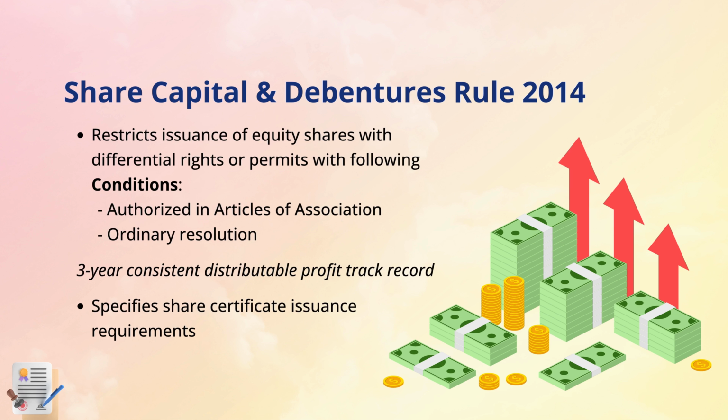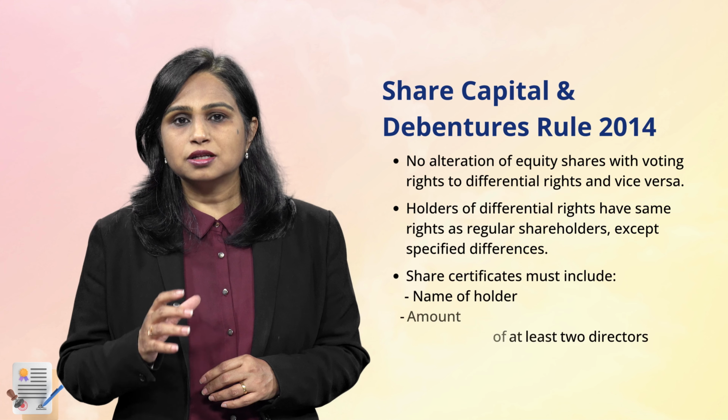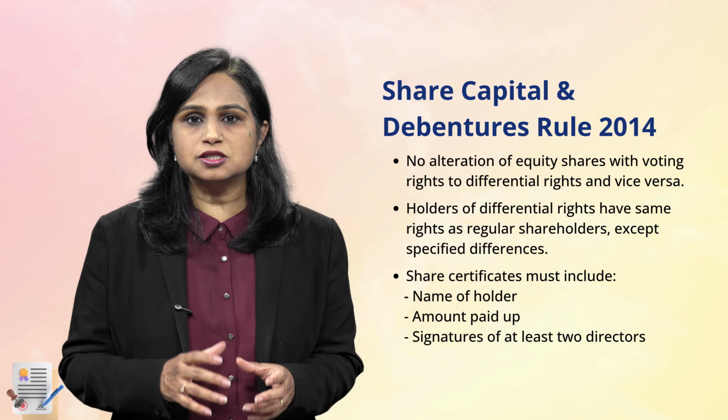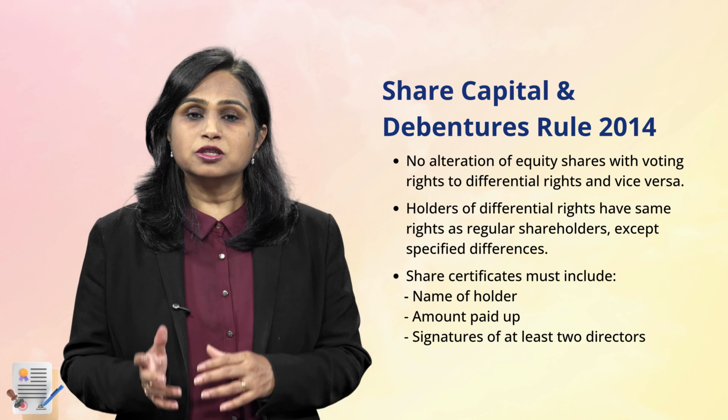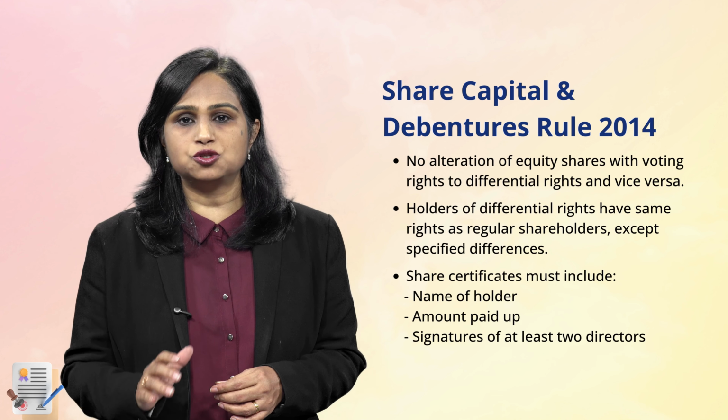These conditions include 2 points. First, that the company's articles of association must authorize the issuance of shares with differential rights, and second, an ordinary resolution must be passed at the company's general meeting. Also, a company should have a consistent track record of maintaining distributable profits for the last 3 years. This rule also states that the company shall not convert its existing equity share capital with voting rights into equity share capital with differential voting rights, nor vice versa.